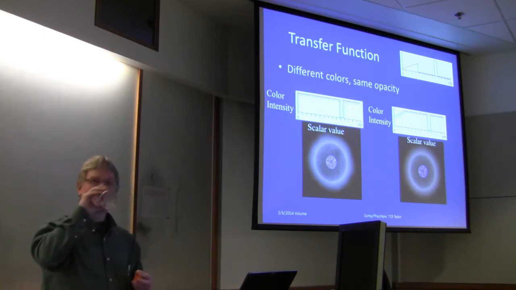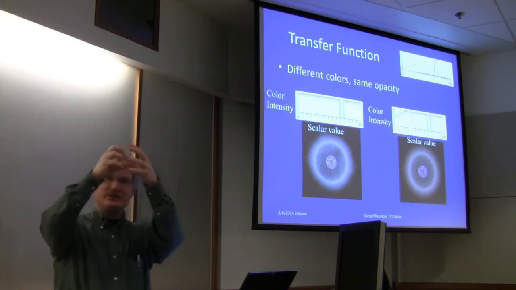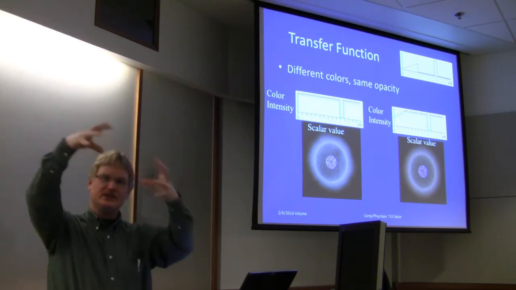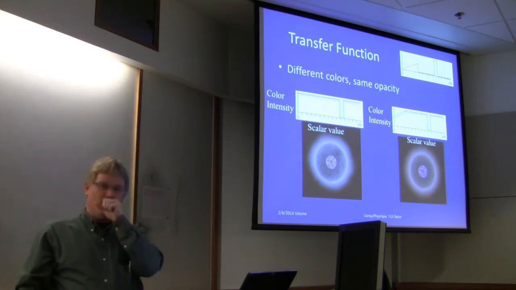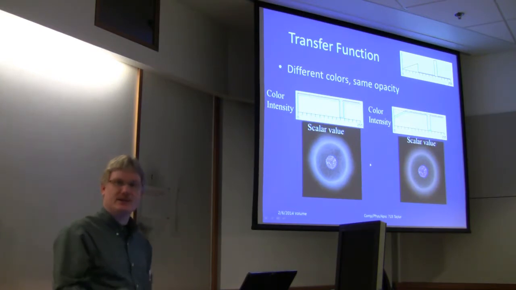What is this a picture of? This is a picture of an exponentially decreasing density that's spherically symmetric. So in the middle, it's very high density, 255, and then it falls off to 0 outside.